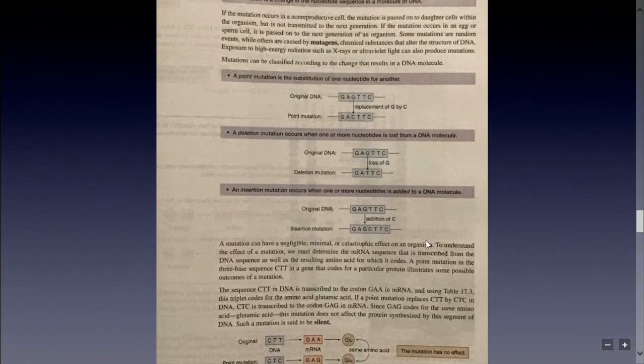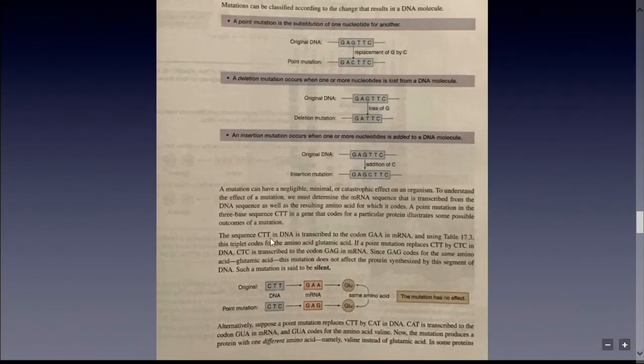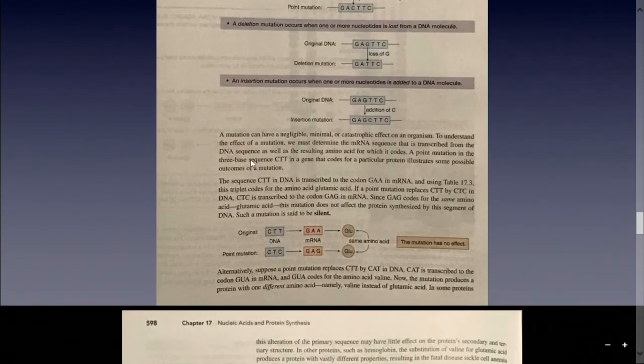And so I'll show you a better picture again. Again, the book did a bad job of that. I'll show you a better picture of what a frame shift mutation looks like. But deletions and insertions will shift the whole frame. It's a frame shift mutation. Whereas a point mutation occurs where you just have a substitution. Okay. And again, let's just look at the effects, how the book lays them out here. A mutation can have negligible, literally minimal, or it could have catastrophic effects.